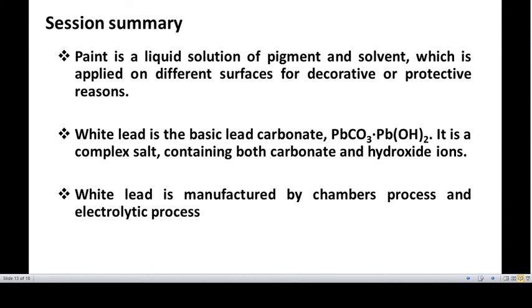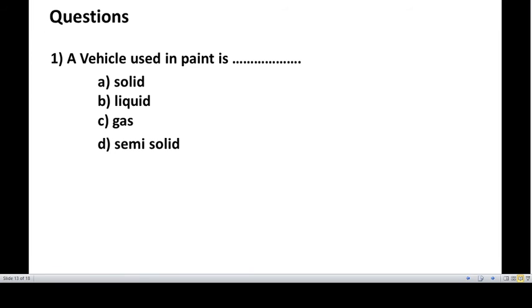So I hope you understood these two methods and the main components of paint in this session. So the session summary: the definition of paint. It is a liquid solution of pigment and solvent which is applied on different surfaces for decorative and protective purposes. And white lead is basic lead carbonate. It is a complex salt containing both carbonate and hydroxide ions. And white lead can be manufactured by the chamber process and electrolytic process.